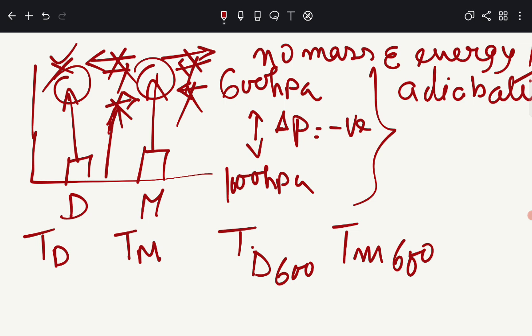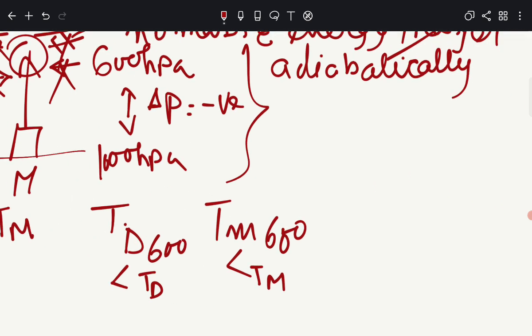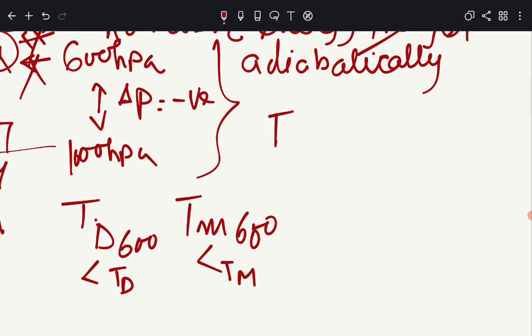Then obviously temperature will decrease for T dry and T moist both. So if that is the case, both will decrease. So obviously it will be less than TD and it will be less than TM, right? But what happened within it? In case it decreases, the TM we are talking about, TM at 600, will be less than TM.